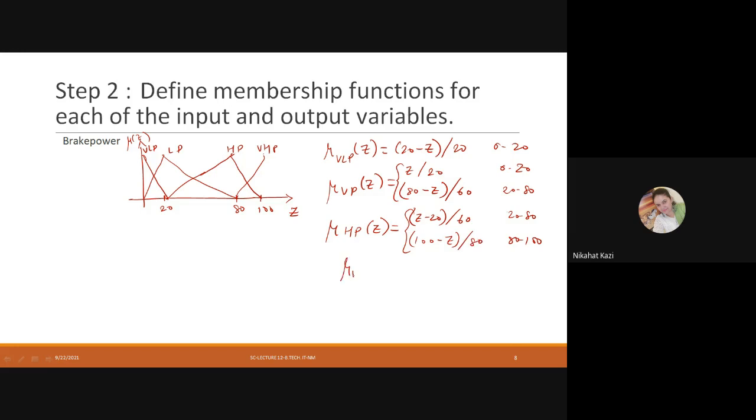And finally, very high power is nothing but the previous one divided by 20, right? Yes, this is 20. And this finally is Z minus 80 divided by 20. Right? So these are the equations. Now we'll move on to the rule base.